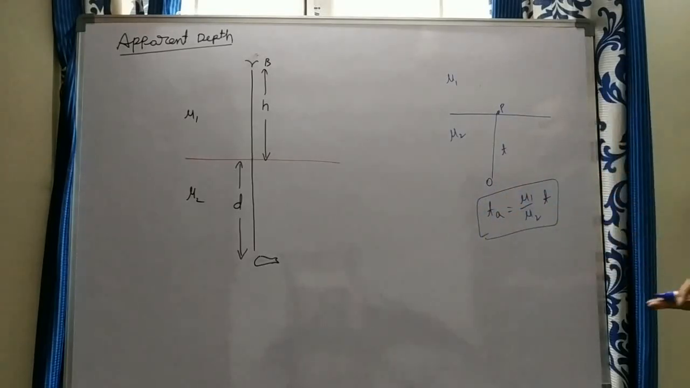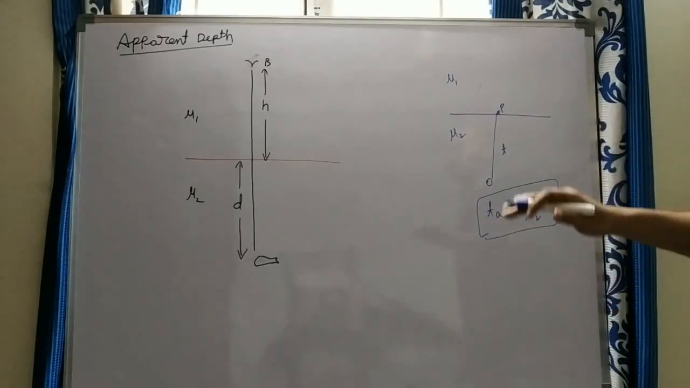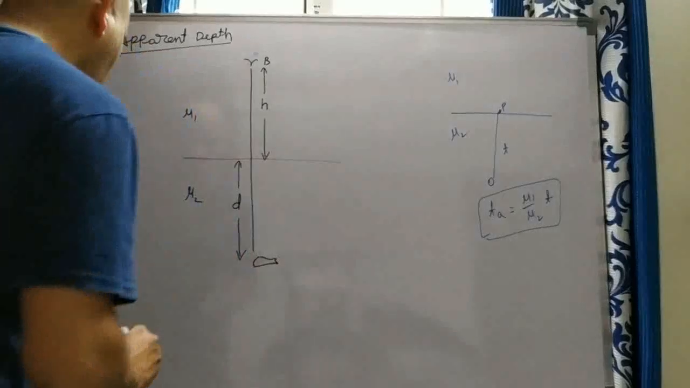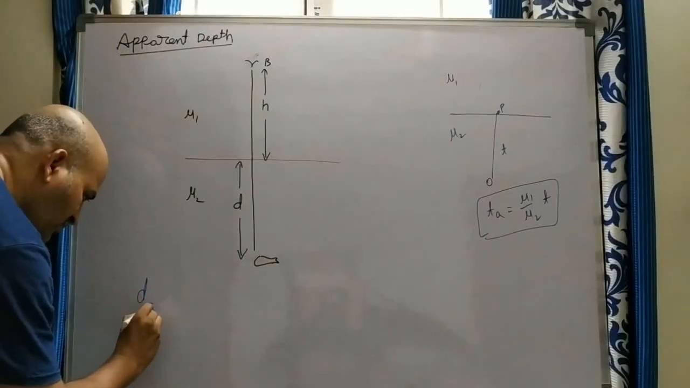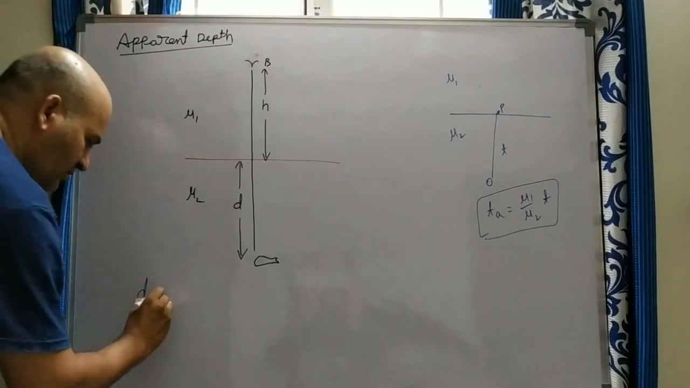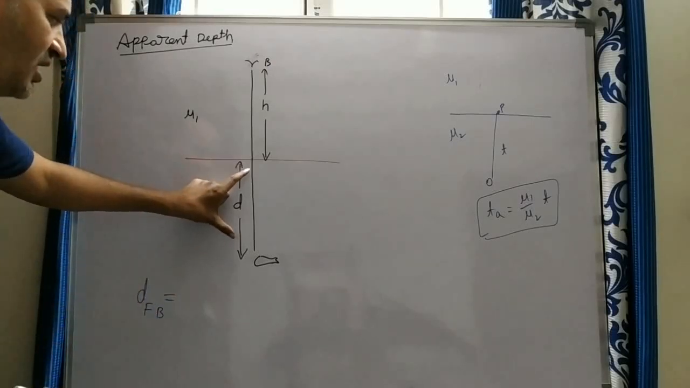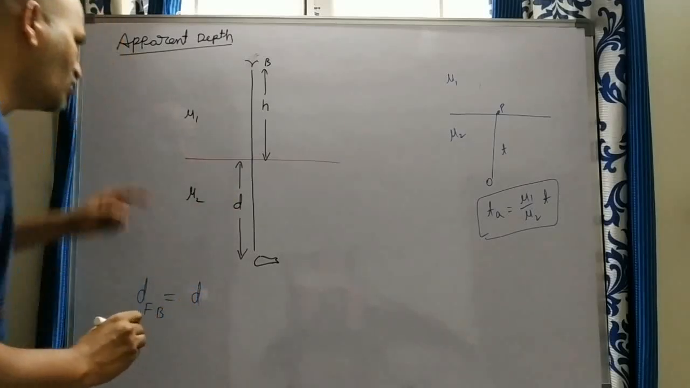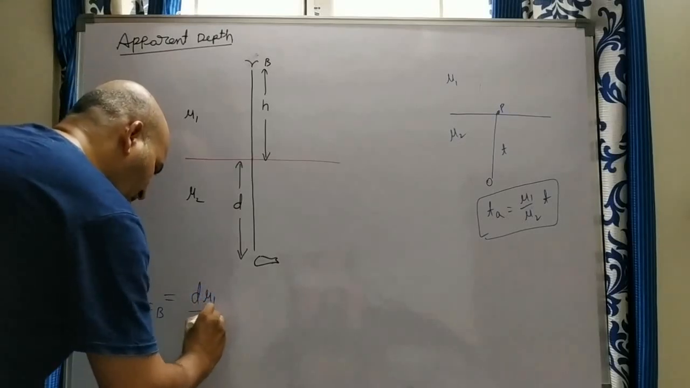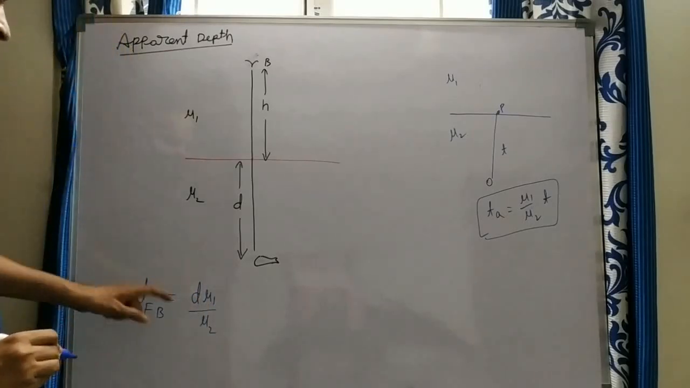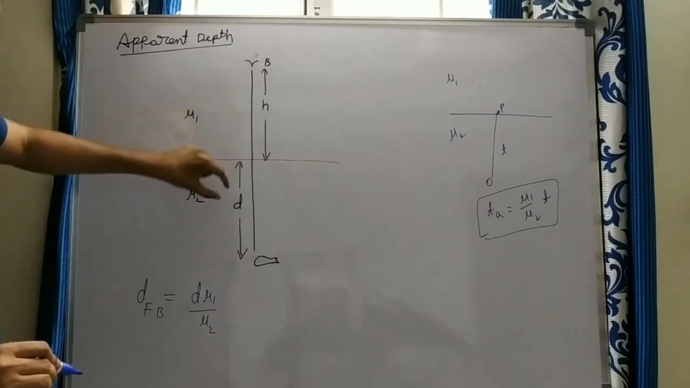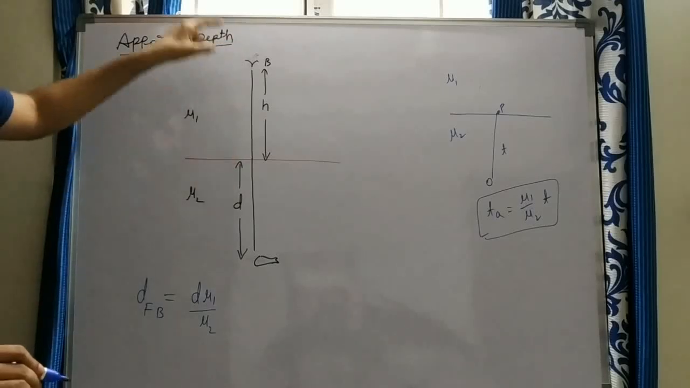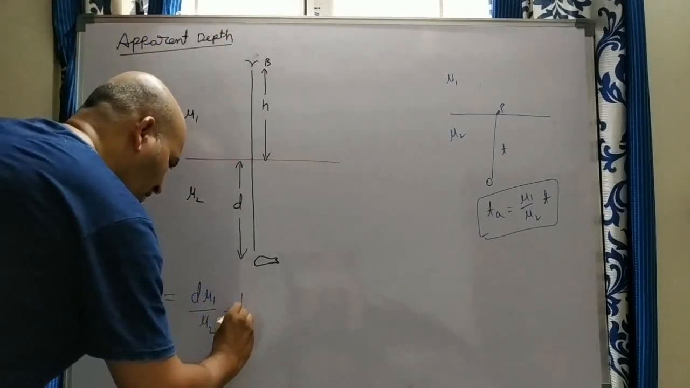From this, how can you calculate the distance of the fish when observed by the bird? We can write the distance of the fish with respect to the bird. If d is the actual depth, we write d into mu1 by mu2, plus this height h also has to be added. Why? Because when a person observes from the surface of the liquid it appears like this, but he starts observing from here, so we add that height h directly.